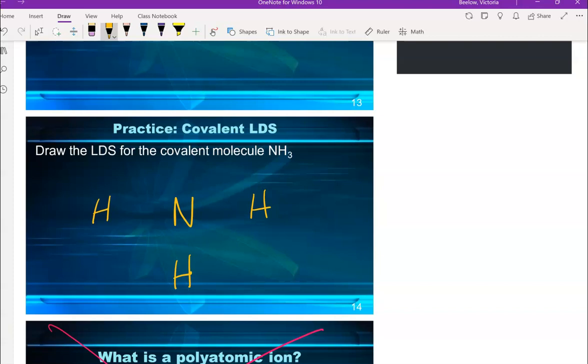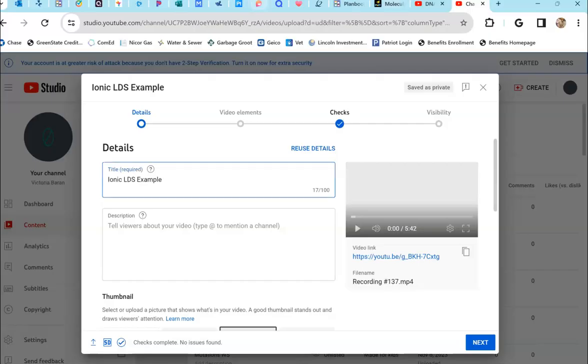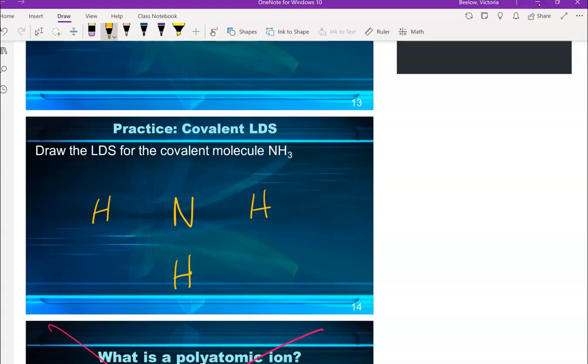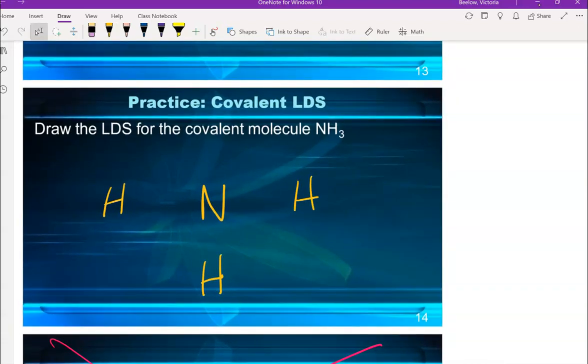Next, we're going to add our valence electrons to each of these elements. So for nitrogen, let me go to the periodic table here. Nitrogen is in group 15, so it will have 5 valence electrons. That can be found at the top of each group on your periodic table. So I'm going to go ahead and add those 5 valence electrons, and I'm going to do it like this: 1, 2, 3, 4, and 5.